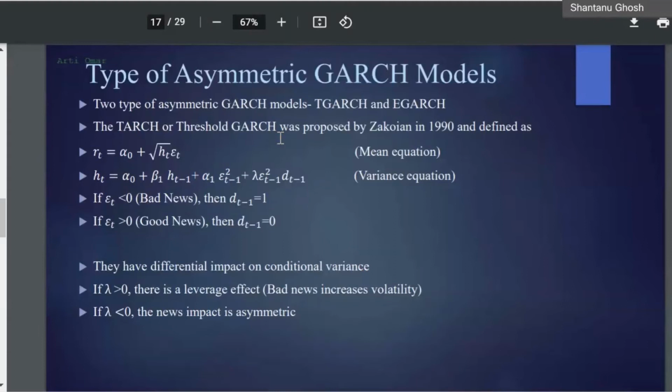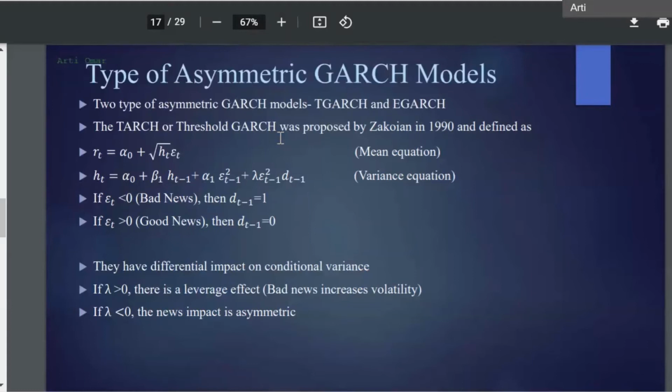We should be very careful about the words we choose. We will not say degree, because it is not going to measure the degree of whether it's bad news or good news. But it says that there is a leverage effect or there is no leverage effect. When lambda is greater than zero, there would be a leverage effect. If lambda is equal to zero, there is no leverage effect, or no asymmetric effect of the news at all, and it would be the GARCH 1-1 model.